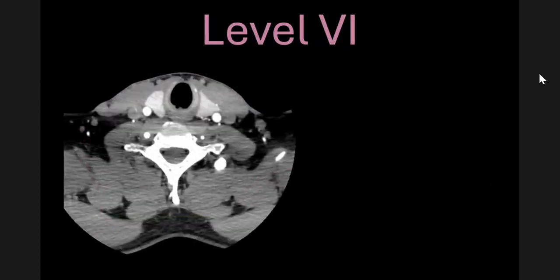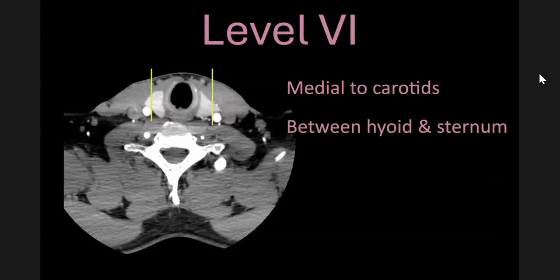Level 6 lymph nodes are the lymph nodes that are medial to the medial margin of the internal carotid arteries. So any lymph node, tracheoesophageal lymph nodes, even Delphian lymph nodes are considered part of the level 6 group. So any lymph nodes that are right here or in the tracheoesophageal groove are the level 6 lymph nodes. These lymph nodes are in between the hyoid and the sternum.